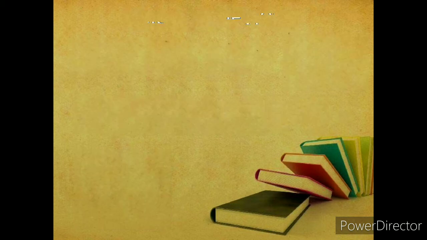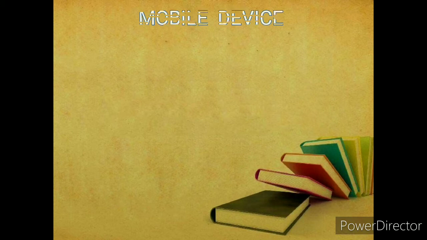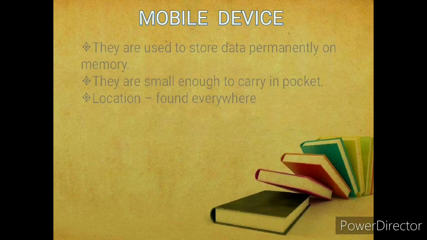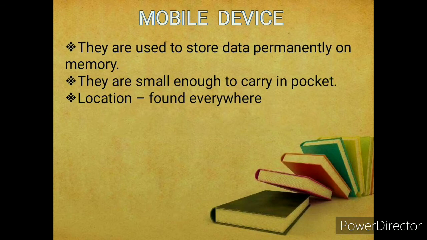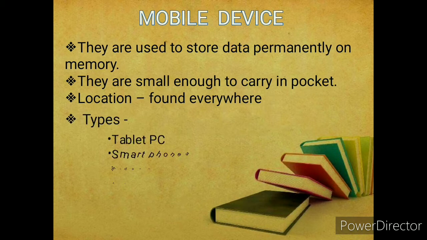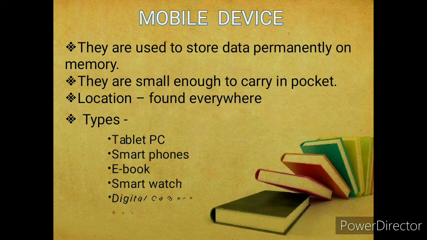And the last type of computer according to size is mobile device. They are special type of computer in which we can store data permanently on memory. They are so small that we can carry it in pocket to any place. Nowadays everyone is using it. We have 6 types of mobile devices: tablet PC, smartphone, e-book, smartwatch, digital camera and game console.